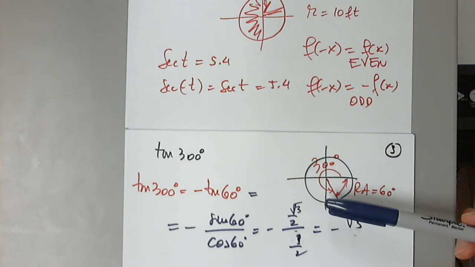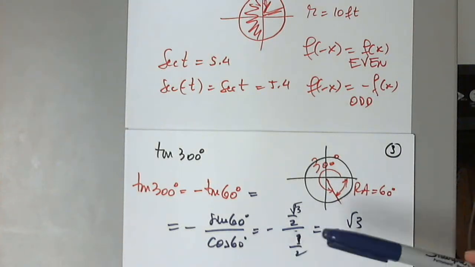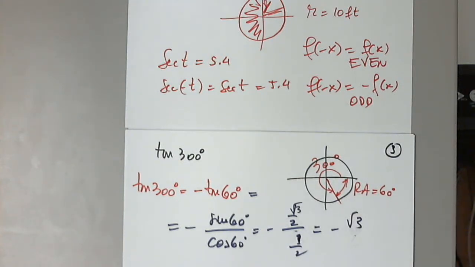So sine 60 degrees is square root of 3 over 2. Cosine 60 degrees is 1/2. When you flip, you get negative the square root of 3.